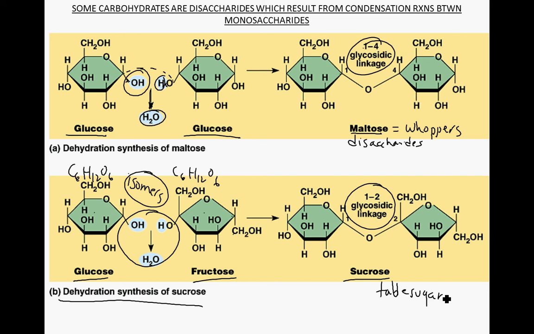So sucrose is a molecule, maltose is a molecule, but these are disaccharide molecules compared with glucose and fructose, which are monosaccharide molecules. So the sucrose and the maltose are physically bigger, larger than the glucose molecule or the fructose molecule individually.